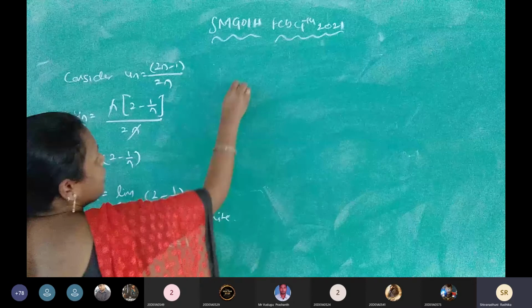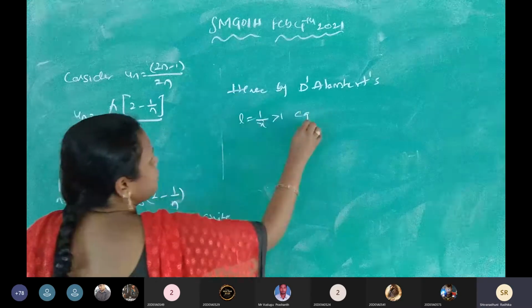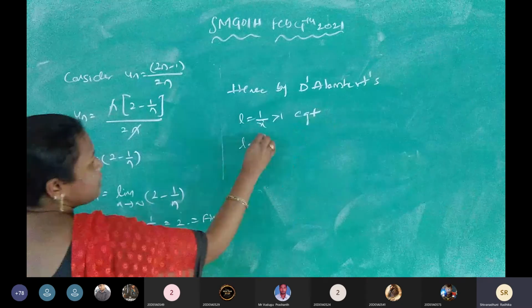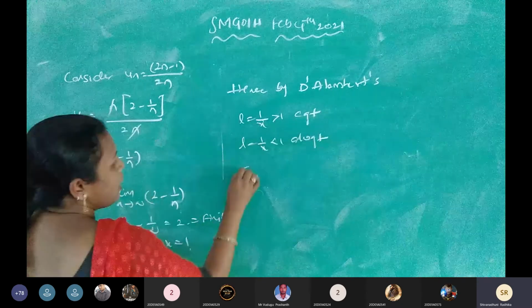Hence, by D'Alembert's, L equals 1 by x greater than 1, convergent. L equals 1 by x less than 1, divergent. At x equals to 1, summation un is convergent.